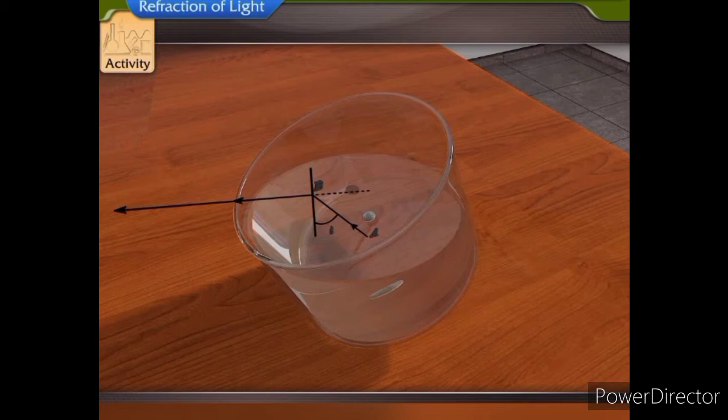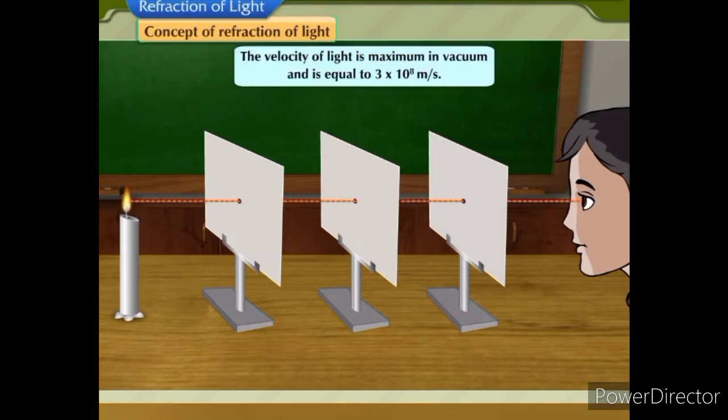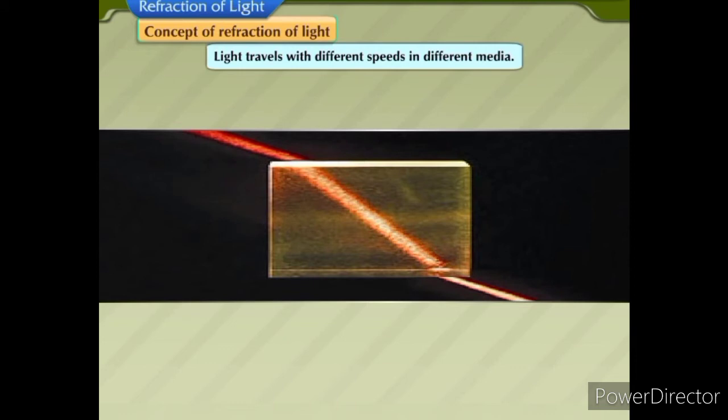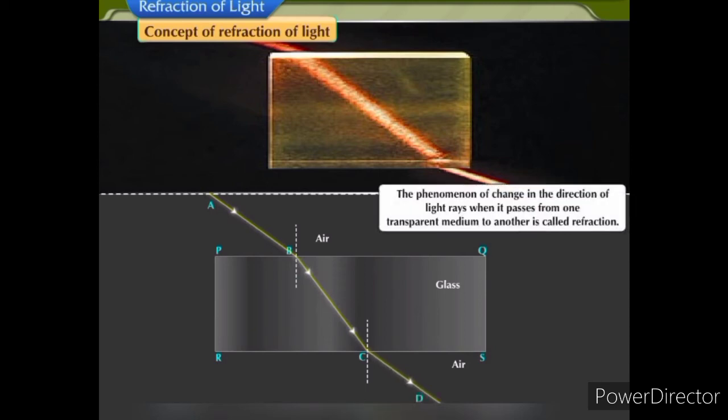Let us understand the concept of refraction in detail. Concept of refraction of light. Light travels along a straight line in a transparent medium. The velocity of light is maximum in vacuum and is equal to 3 multiplied by 10 raised to 8 meters per second. It is marginally less in air. It has been found that light rays propagate with different speeds in different media. Therefore, the direction of propagation of light rays changes when it travels from one medium to another. The phenomenon of change in the direction of light rays when it passes from one transparent medium to another is called refraction. Let us understand the change in the direction of path of light rays due to refraction with the help of an activity.